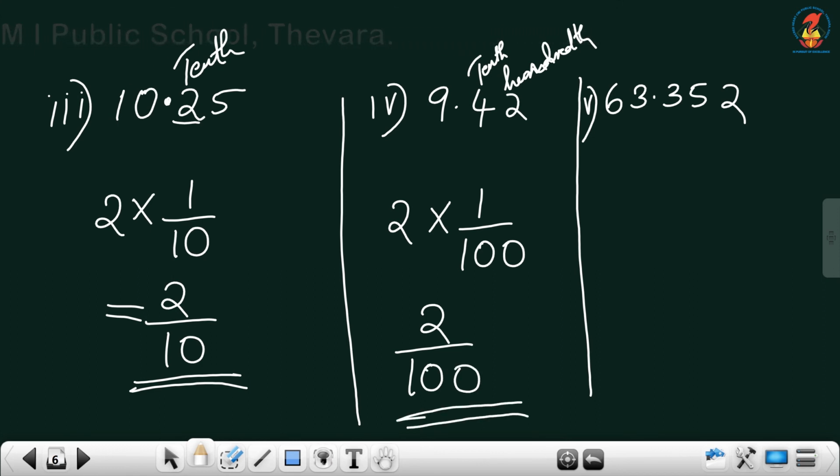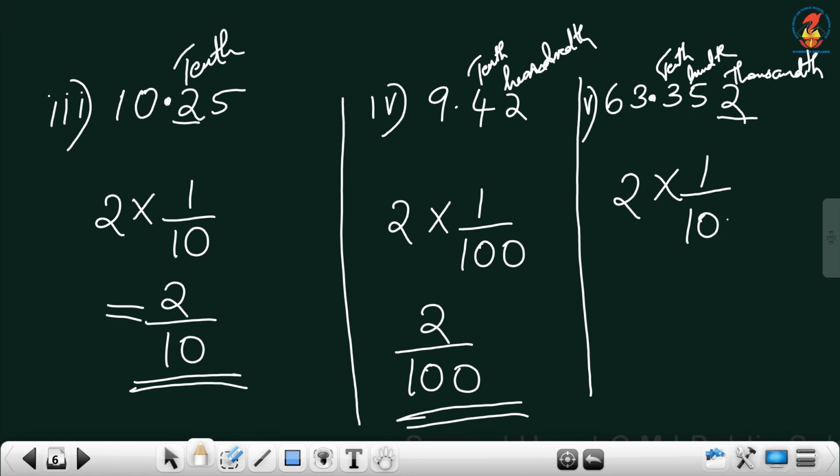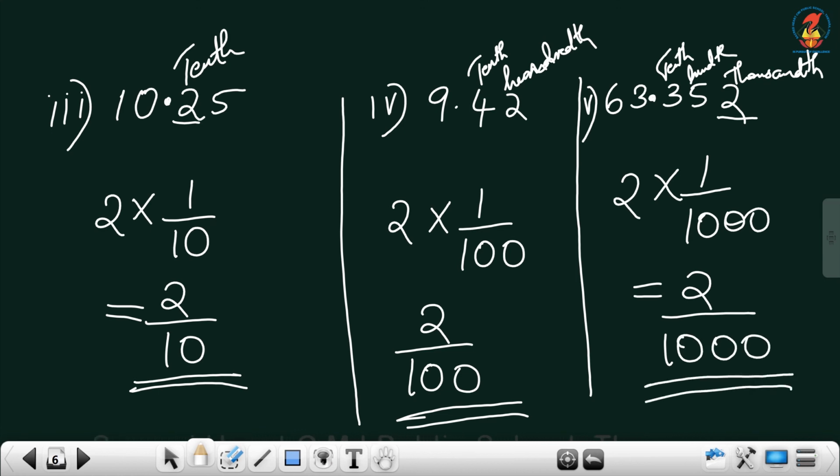Now look at the last question. 63.352. Here 2 is standing in which place? After the decimal point, the first place is 10th. The next place is 100th. The third place is 1000th. So for finding the place value, multiply 2 with the corresponding place. 2 into 1 by 1000. What is the answer? 2 by 1000. So what is the place value of 2 in this number? 2 by 1000. For finding the place value, always multiply the digit with the corresponding place.